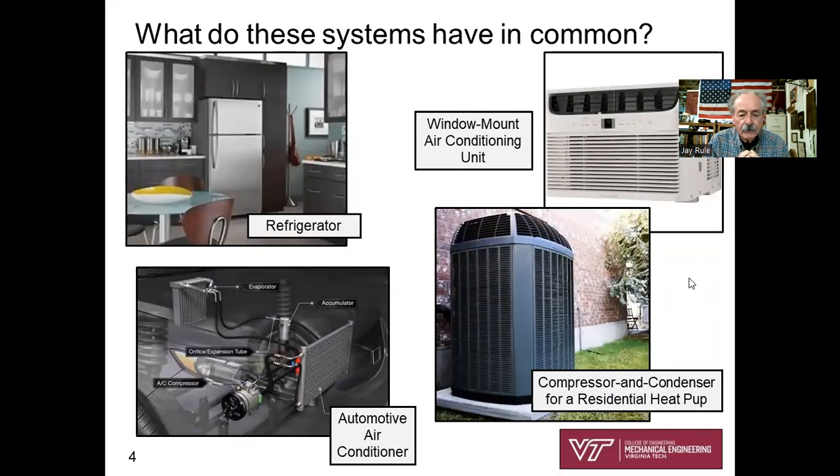We've got 4 images. They all have something in common. What do they have in common? The refrigerator in your kitchen, a window mount air conditioning unit. Outside your home or apartment or townhouse, this thing that whirs around, it's a compressor and condenser for a residential heat pump or air conditioning system. Or the automotive air conditioner in your car. What do these all have in common?